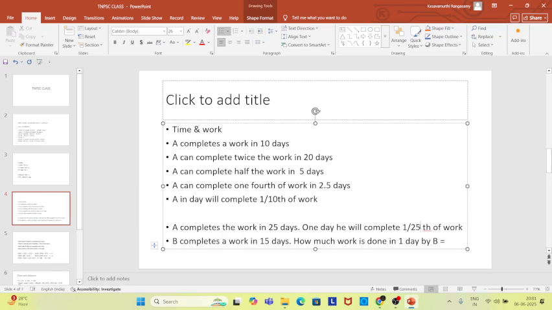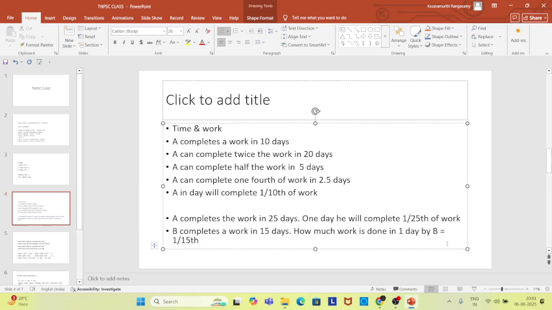Nobody is able to tell this. B completes a work in 15 days. How much work is done in one day by B? Same logic. 1 by 15. 1 by 15th of the work, of that work, whatever be the work. 1 by 15th of the work.